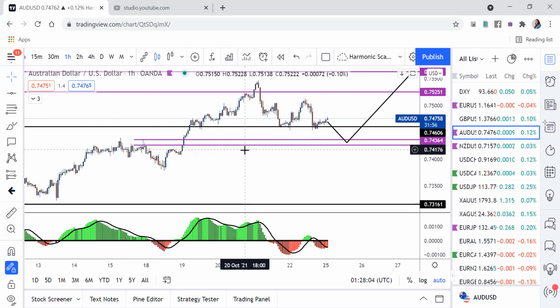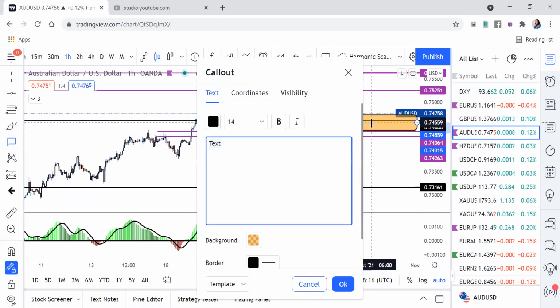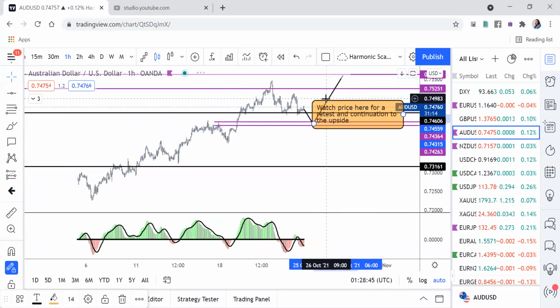So I'm going to watch price. All right. So this is my entry potential. All right, so definitely looking for this move, price to come into this zone, retest, and then continue up.